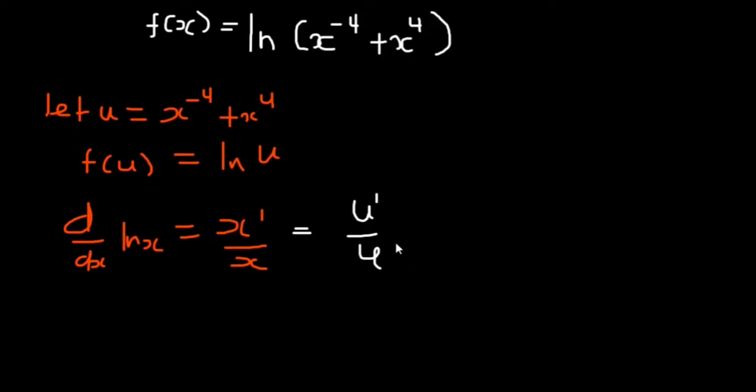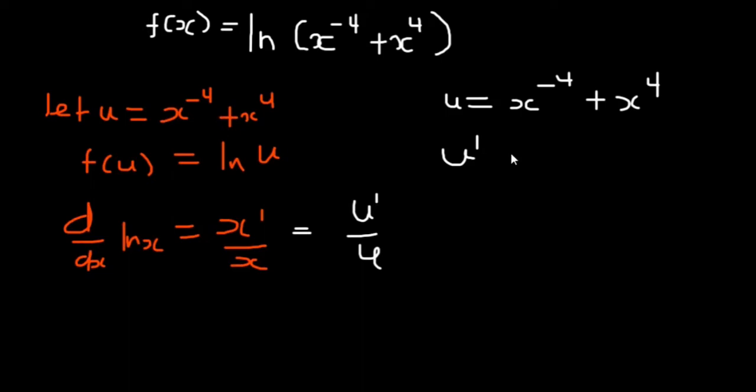But we don't know u prime. So what you have to do now is find u prime. So what would that be? You're going to find u prime. So let me write it here: u equals x to the power minus 4 plus x to the power 4. You are going to find u prime, which is the first derivative of this expression here.